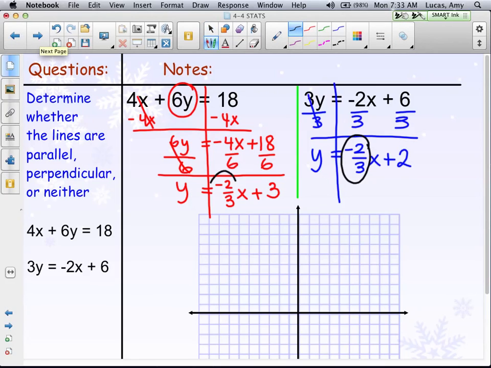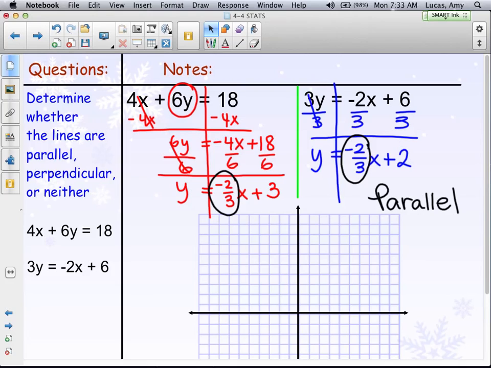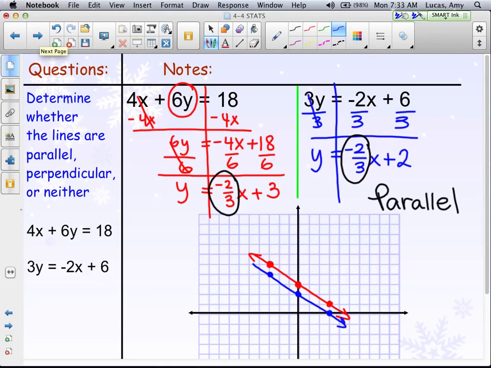Both of my slopes are negative 2/3. So that will result in parallel lines. And on the graph, the first of my parallel lines has an intercept of 3. The slope is negative 2/3, so down 2 over 3. And then the second one of my parallel lines starts at positive 2, so it's just below. My slope is still negative 2 over 3, so it's just below the original line. So those are clearly parallel.